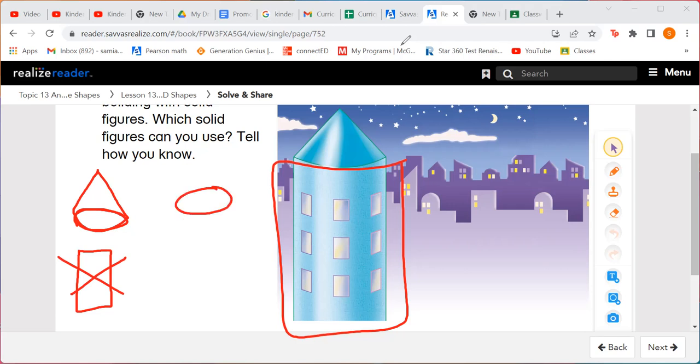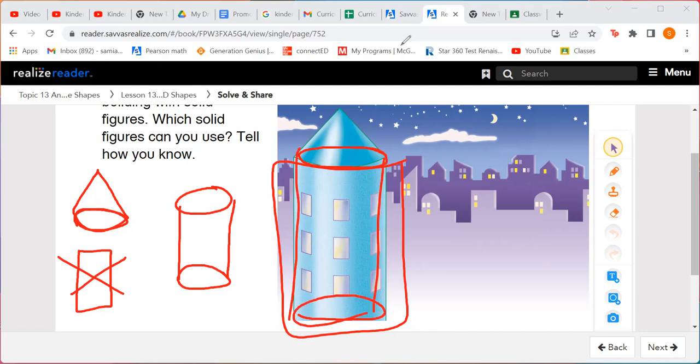A cylinder, because we want to stack our cone on top, and a cylinder has two flat sides. This is one flat side of our cylinder. You can't see it. And then on the bottom here, it has another flat side. So that is a cylinder. So you would use a cone and a cylinder. Those are solid figures.